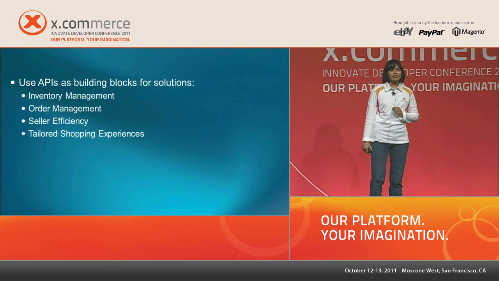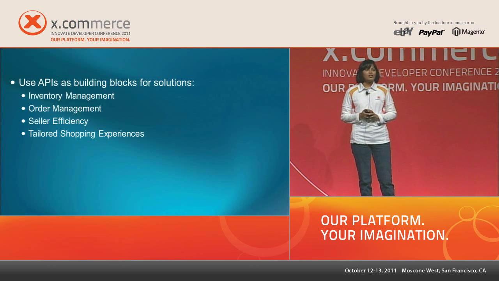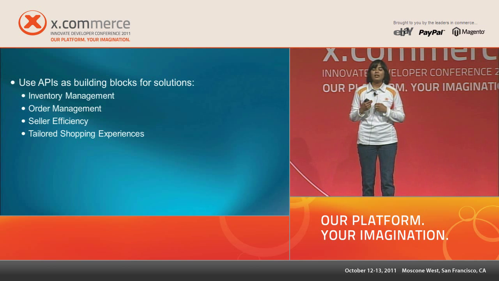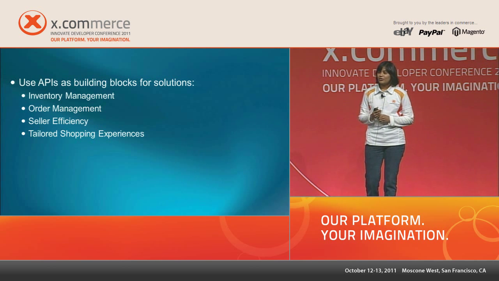The fourth major category is on the buy side. You can create rich, tailored shopping experiences for buyers that may have a very specific way of, let's say, finding items or going through the purchase flow. So you can help create those experiences for buyers.